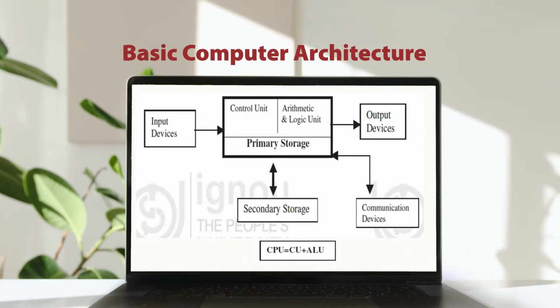So, in this diagram you can see the input devices, then the output devices, then secondary storage, and inside a basic computer system you have the processor and main memory. The CPU is generally known as the processor of the computer system, and the CPU basically consists of the control unit and the arithmetic logical unit. That is why CPU equals CU plus ALU.